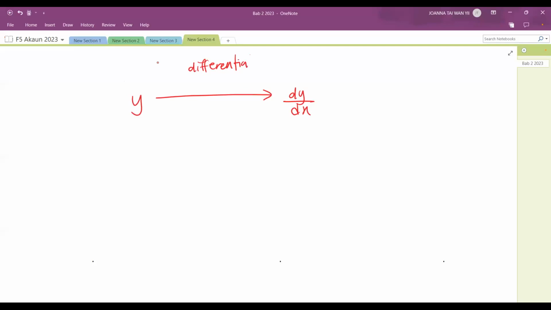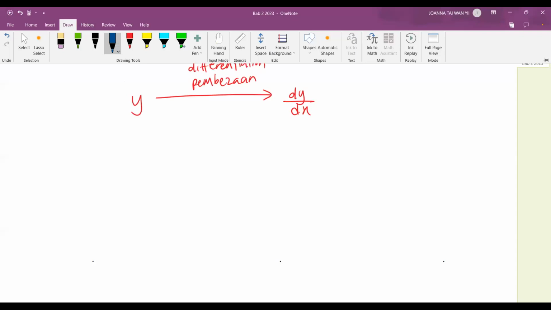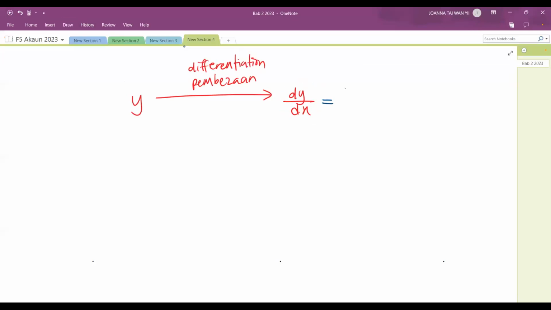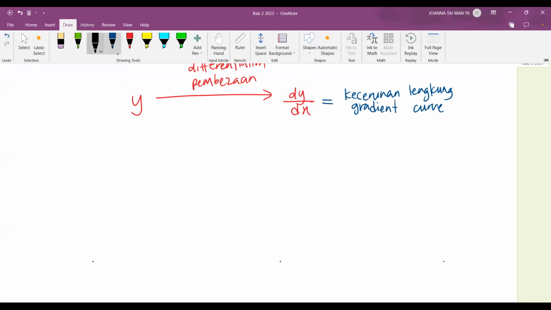Yes, correct. Pembezaan adalah untuk cari kecerunan. So, kamu boleh tulis dy dx ini sama dengan kecerunan, same as the gradient. Gradient of curve, kecerunan lengkung. Before I teach the turning point, I want to give you some basic thing first. Remember the slogan I give you.